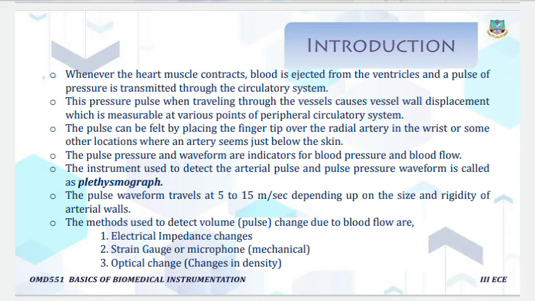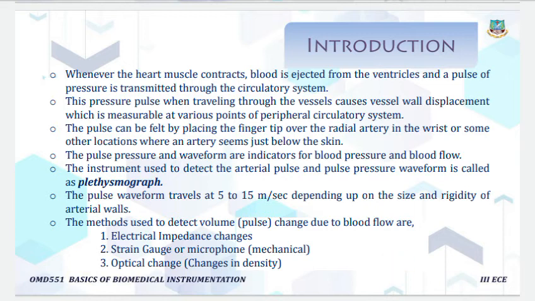So the pulse pressure and waveform are the indicators for blood pressure and blood flow. The instrument that we are using for the arterial pulse and pulse pressure waveform is called a plethysmograph.